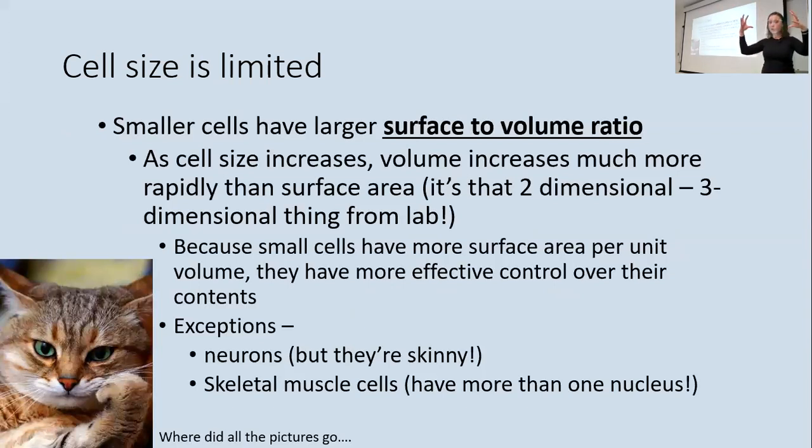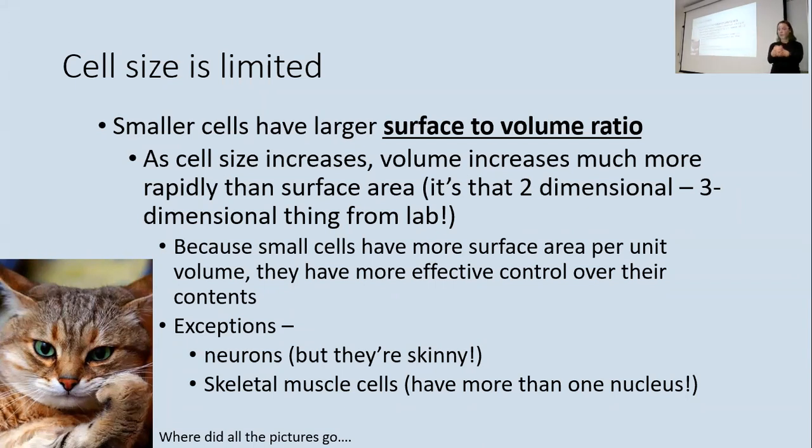So as cell size increases, volume increases much more rapidly than the surface area. If you're in lab, those conversions where you were enlarging 2-dimensional things versus 3-dimensional things: your surface area enlarges as a 2-dimensional thing, while the volume is increasing in this kind of threefold way. So volume gets larger faster than surface area, and so small cells have more surface area per unit volume, and so they have more control over their contents. They can get things in and out faster.